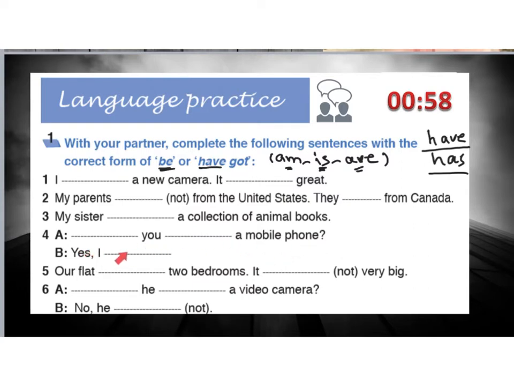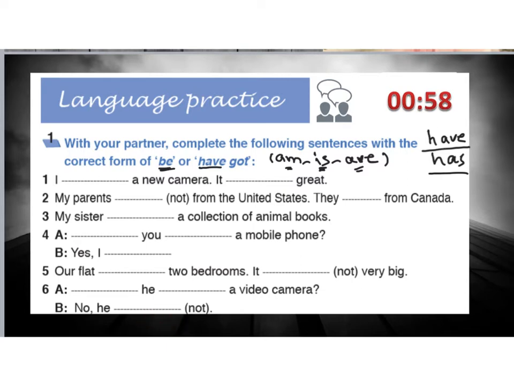You, a mobile phone. This is a question. I say, have you got a mobile phone? The answer, yes, I have. Our flat, it has got. Our flat has got 2 bedrooms. It is not very big. I mean the flat. He, a video camera. He has. With the question, I say, has he got a video camera? Has he got a video camera? No, he hasn't.